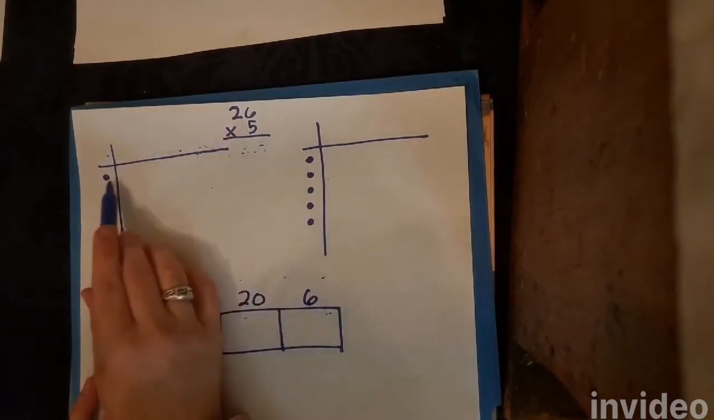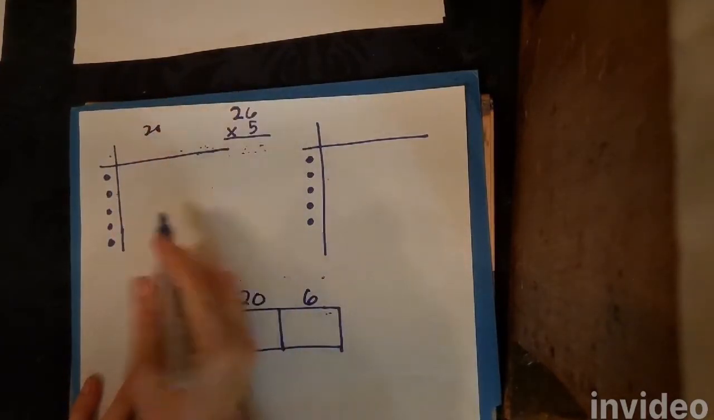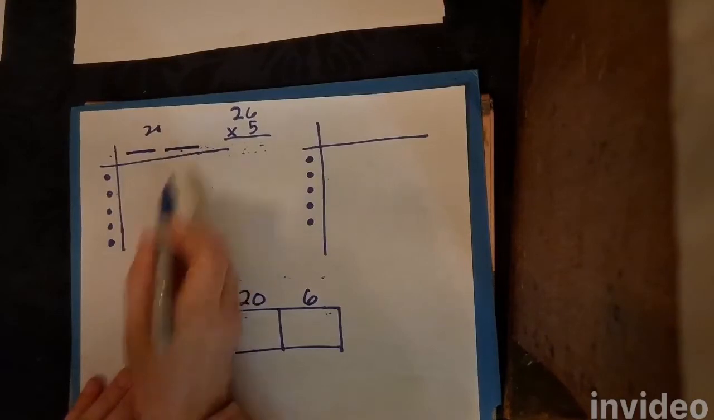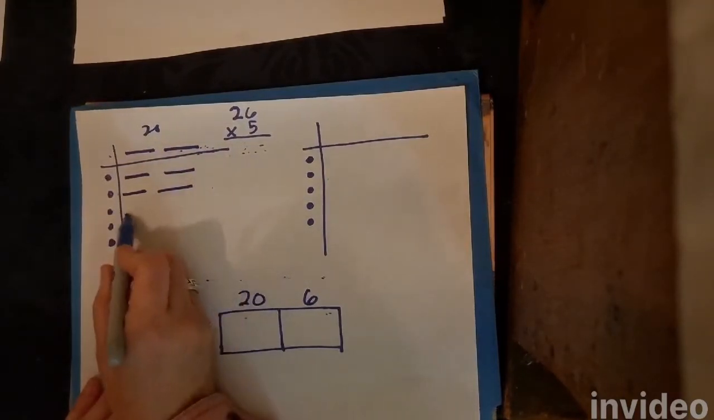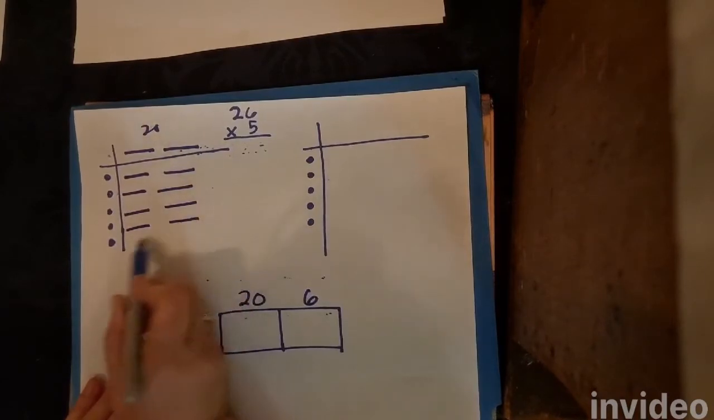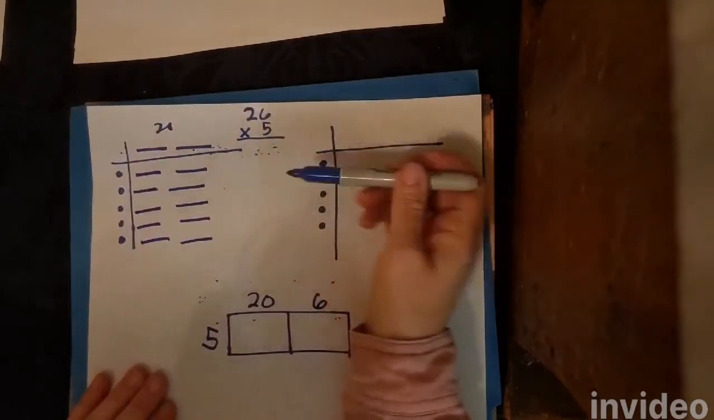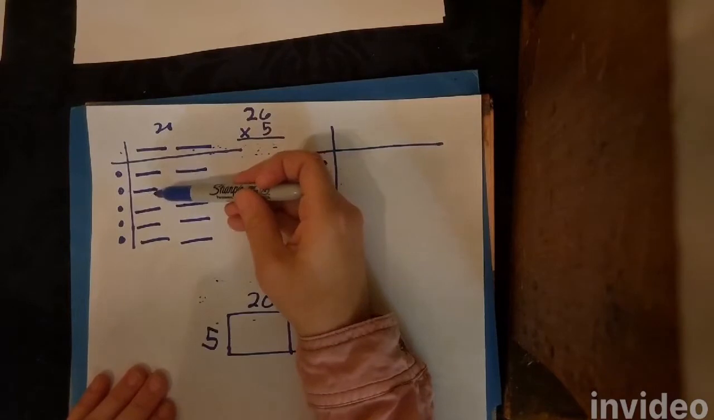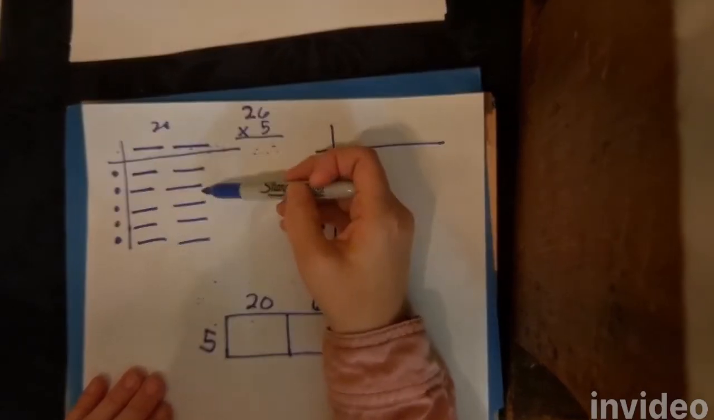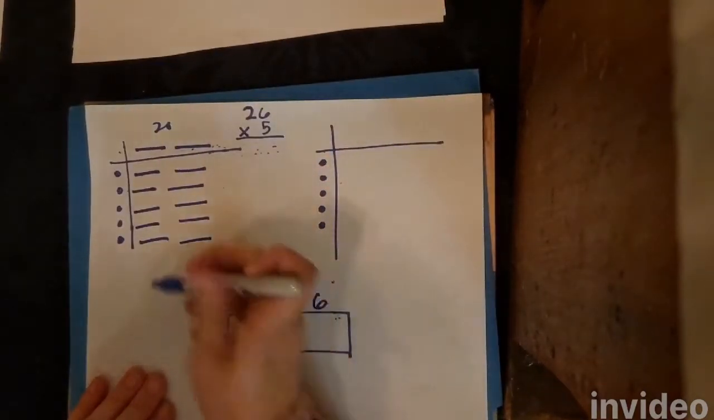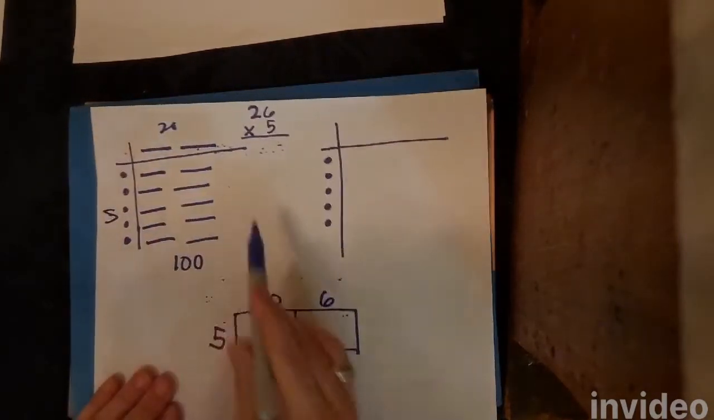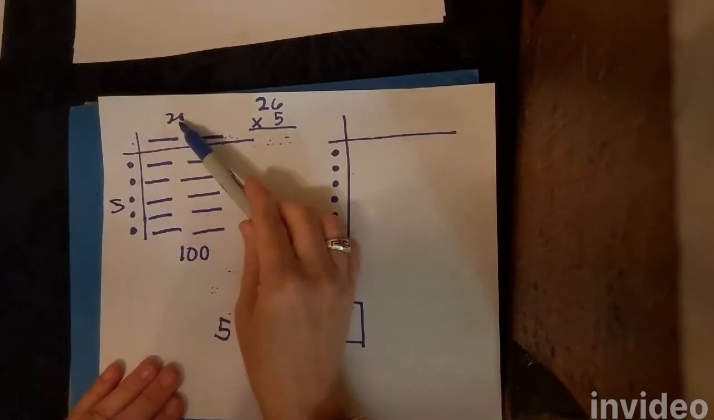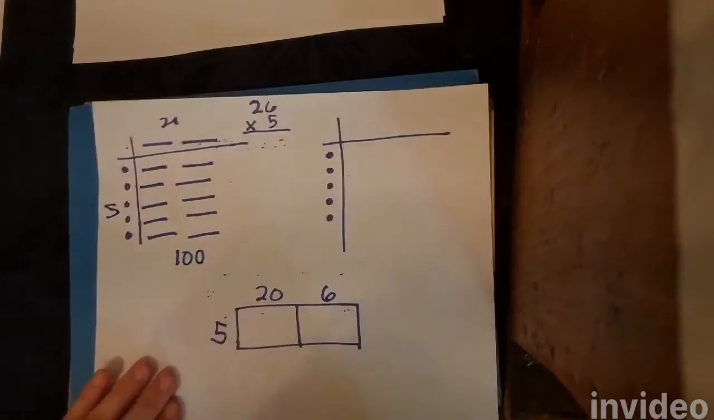All right, so I'm going to do 5 times 20. So 20 up here, I'm going to show as a 10 stick and another 10 stick, and I'm going to do 2 more. All right, and what I'm going to really quickly see is 10, 20, 30, 40, 50, 60, 70, 80, 90, 100. So that shows me that 5 times 20 is 100, which I also know because 5 times 2 is 10, and I can bring down the 0.